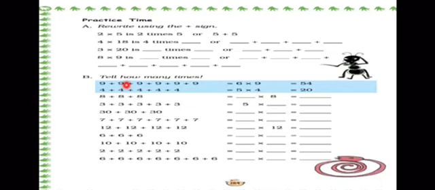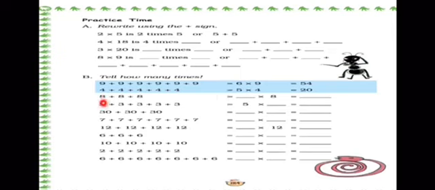Now tell how many times. So 9 has been done how many times? Let's count. 1, 2, 3, 4, 5 and 6. So 6 9s are 54. Now 4. 1, 2, 3, 4 and 5. So 5 4s are 20.